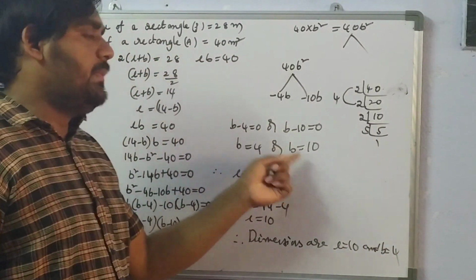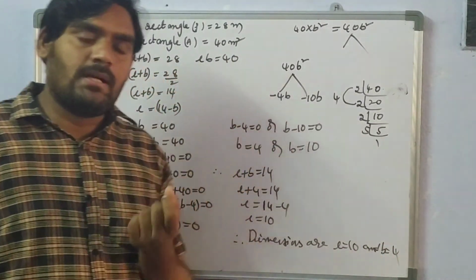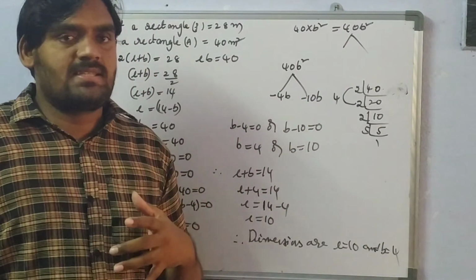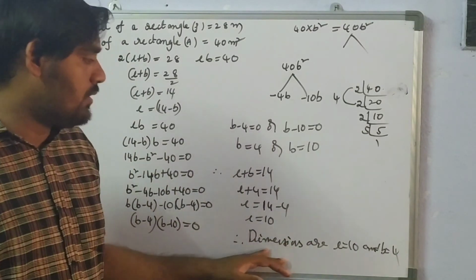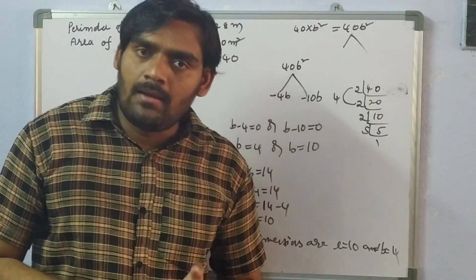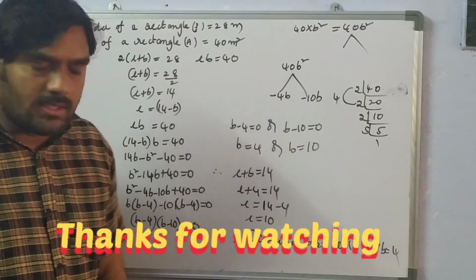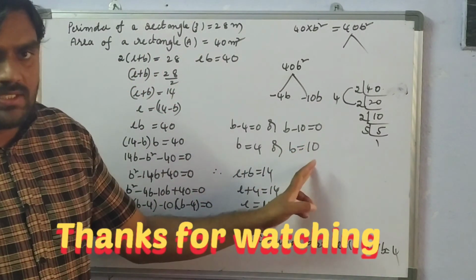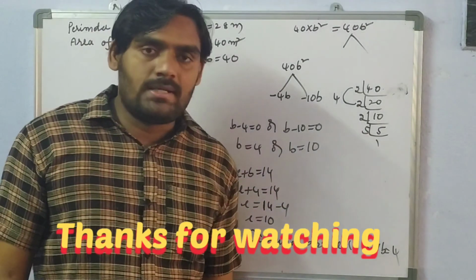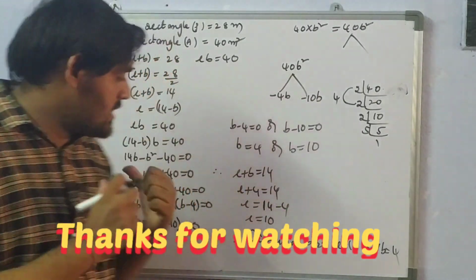We can take B is equal to 10. At that time, L will become 4 centimeters. But for every rectangle, length is more, breadth is small, no? So that one I have taken like this, 10 comma 4. Therefore, 10 comma 4 are the dimensions of a rectangle. We can write like that also. Or else we can take B is equal to 10. At that time, L is equal to 4. Therefore, dimensions are 4 and 10 also. So check this one once.